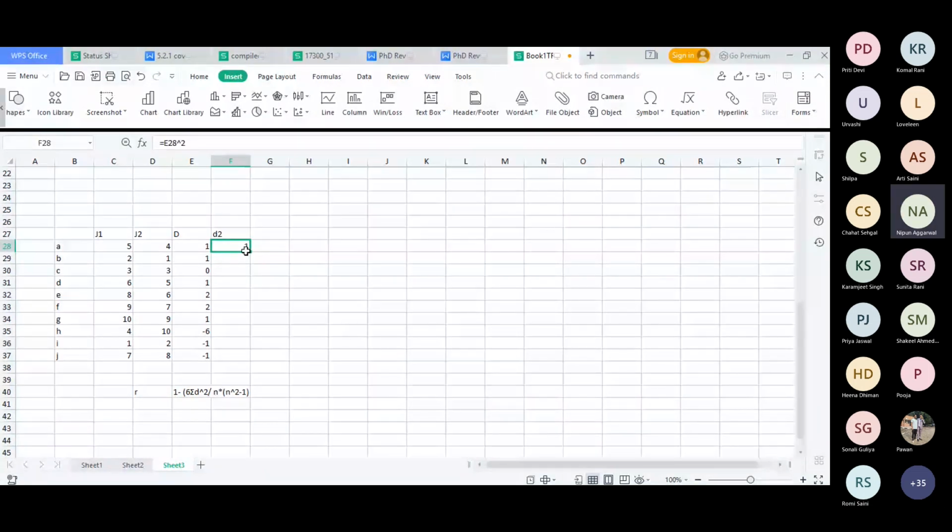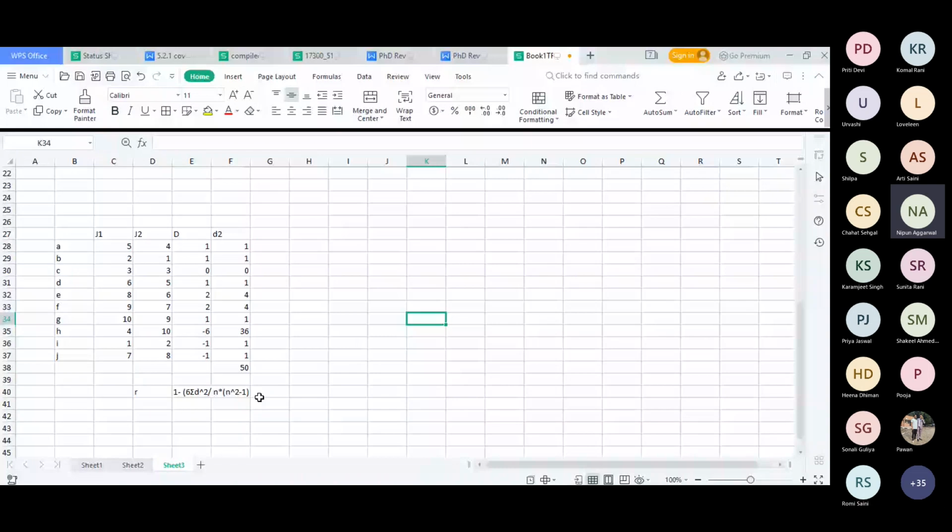So this becomes your d square values. So these are all your d square values. Now you have to make the summation of all these d square values. If you make the sum of all these d squares, it comes out to be 50.